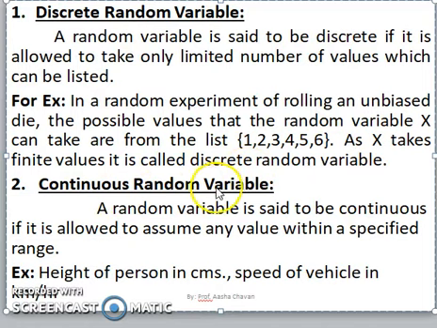Next is continuous random variable. A random variable is said to be continuous if it is allowed to assume any value within a specified range. For example, height of a person in centimeters, speed of a vehicle in kilometers per hour. So a continuous random variable is a variable which assumes any value within the specified range.